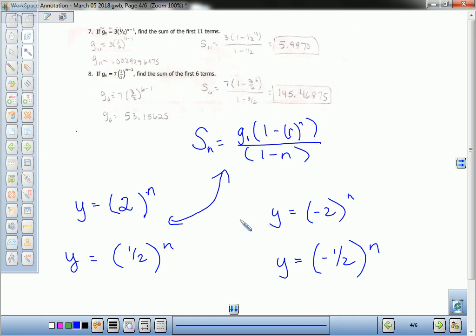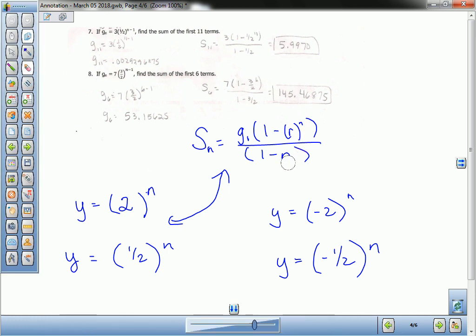Isn't it on the denominator? Oh, it was an r. Thank you. So that's what it does. It goes up like that. All right.